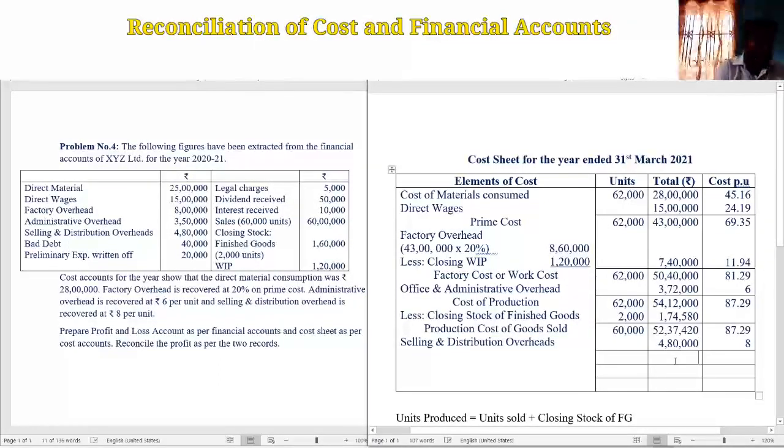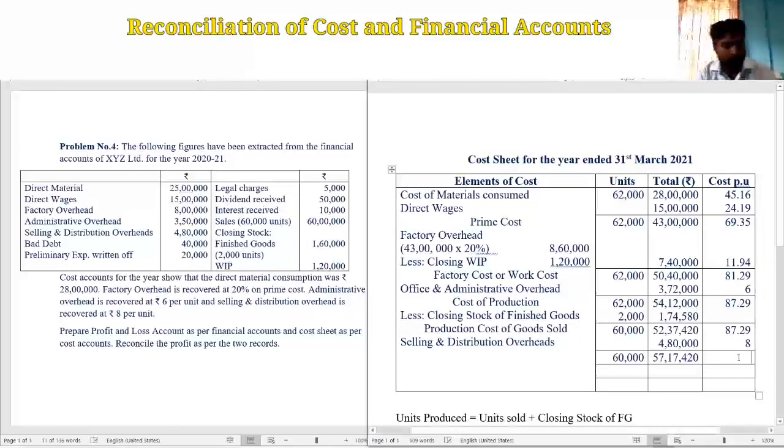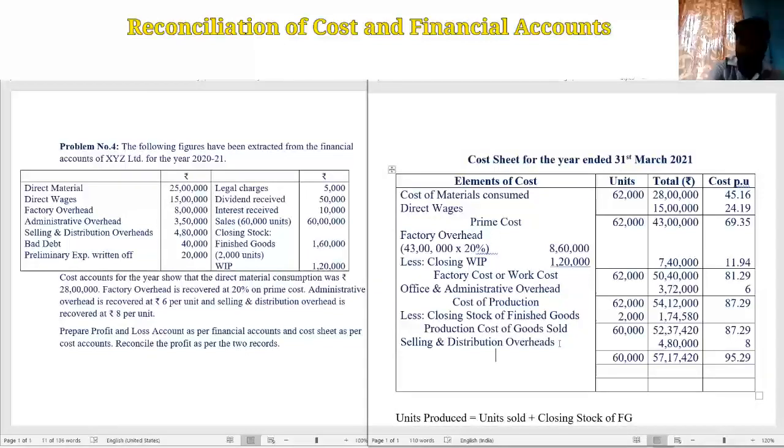Okay, 480,000 plus 52,037,420 is equal to 57,17,420. Units sold 60,000. What is the cost per unit? 95.29. What is this actually? Cost of goods sold or total cost? Total cost.